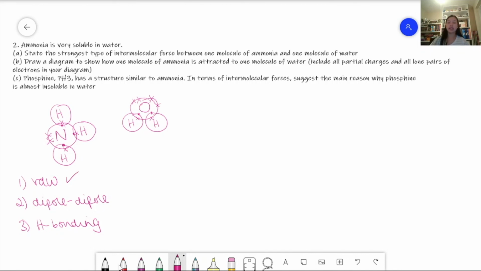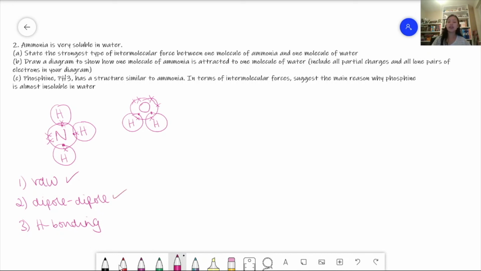Do we have permanent dipole-dipole? Yes, we do, because if we bond either the hydrogens with the nitrogen or the oxygens with the nitrogen, one of them will always be partially positive and the other one will be partially negative. So if we bonded a hydrogen to a nitrogen, there would be a permanent dipole-dipole because nitrogen is a lot more electronegative than hydrogen. So we'd also have that.